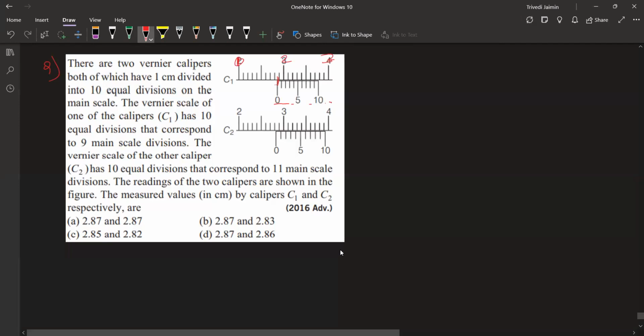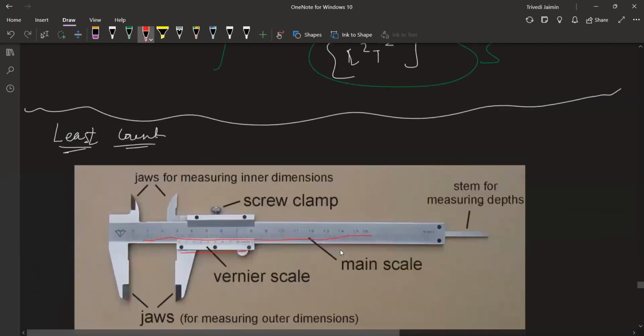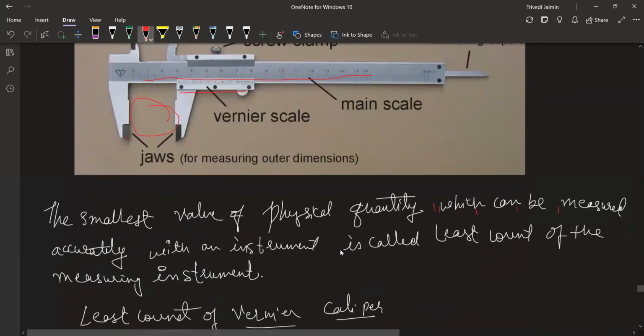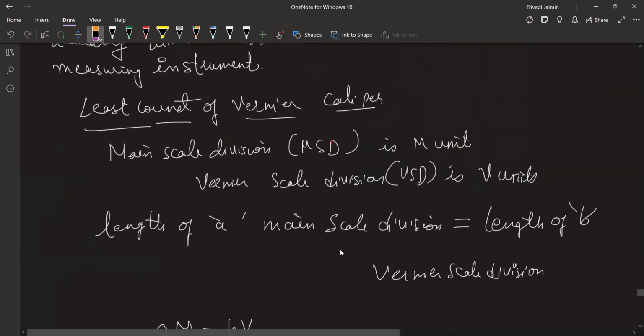If this 0 coincides here, instead of joining here, without placing an object, if this point coincides here, that is zero error. But if these jaws are damaged somehow, it's not a proper instrument, then this might go here. It'll go to like minus 0.3. So this is a little bit excess. It will give you excess data. Yes, sir. It is your excess. Okay.